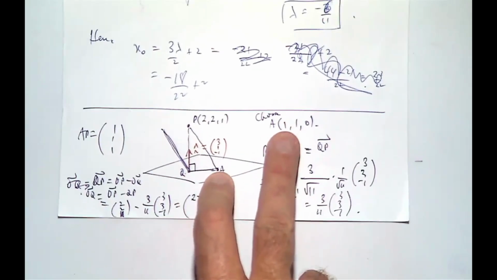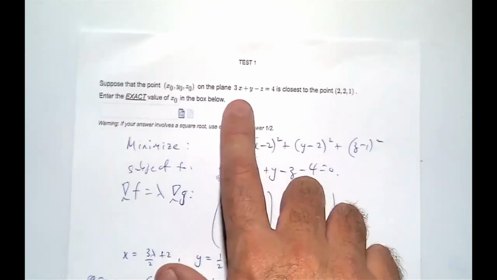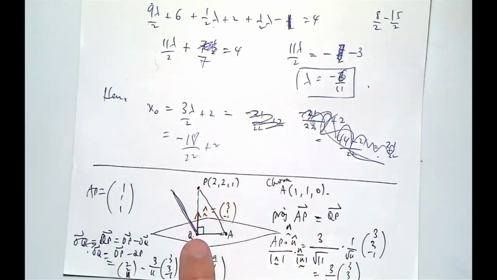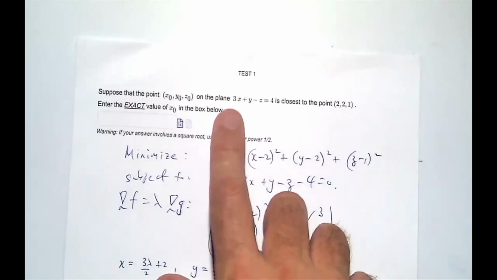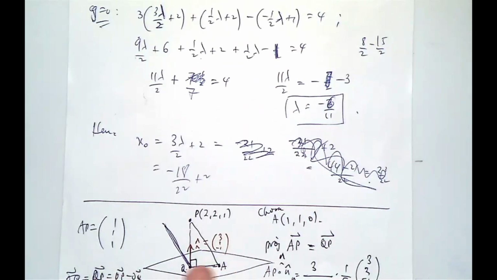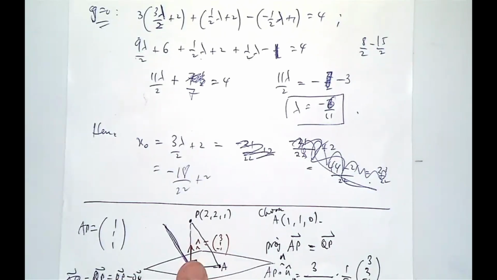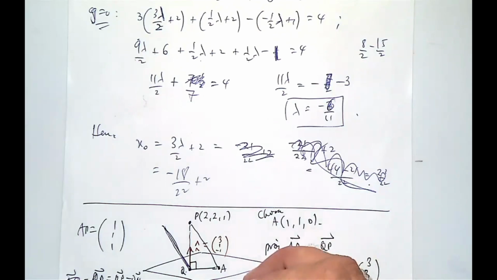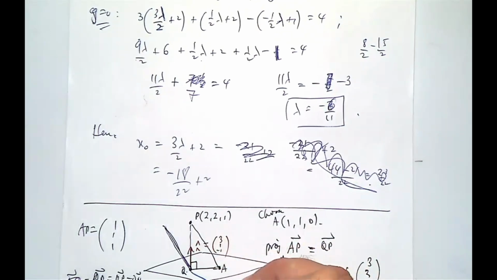You choose A to be on the plane, so you just find an X, Y, and Z that makes that work. And then you just draw a picture. Normal vector is from the coefficients 3, 1, negative 1. Okay? And then you can work out OQ if you know the vector QP.